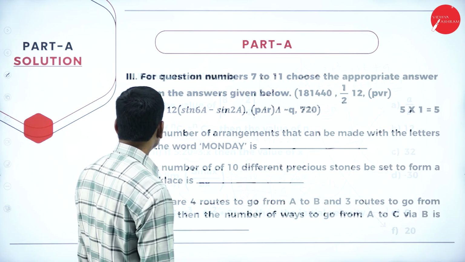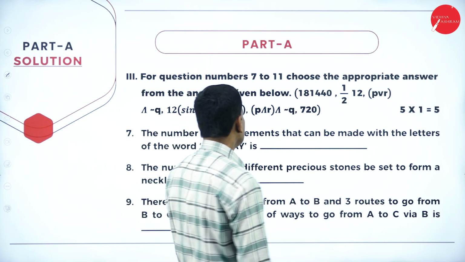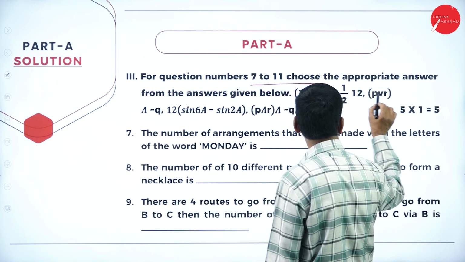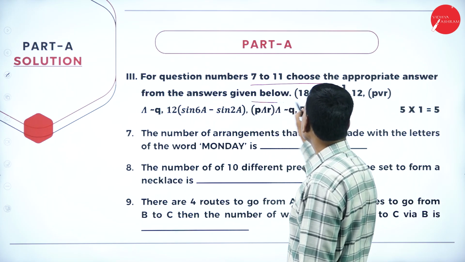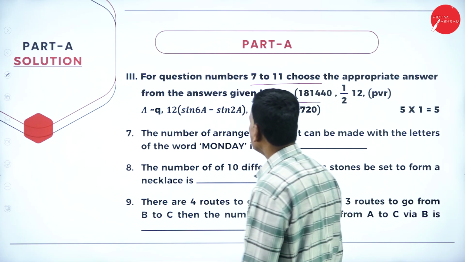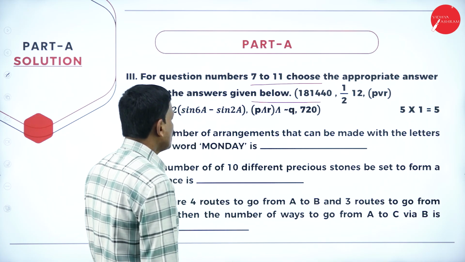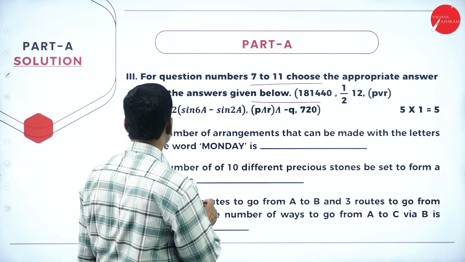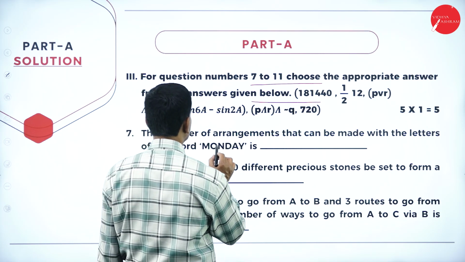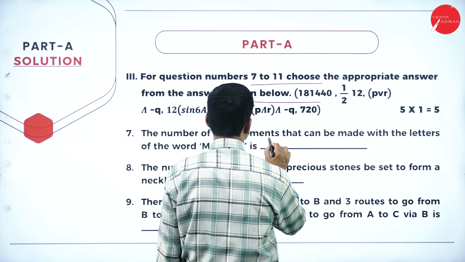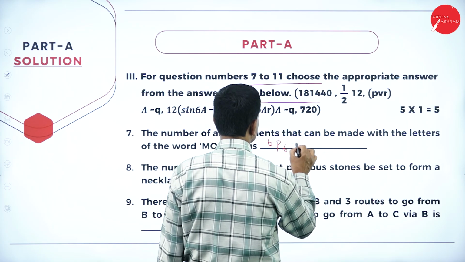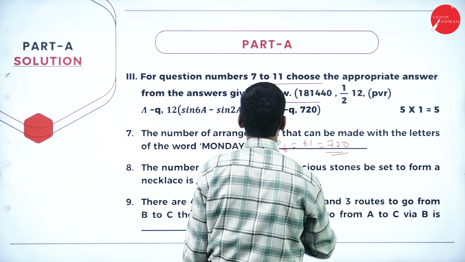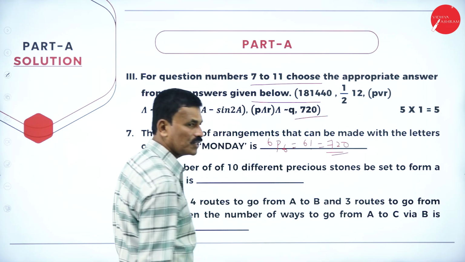Okay. Now move on to the next type of problem. So again, these are the fill in the blanks. For the following questions from 7 to 11, choose the appropriate answer from the answers given in the brackets. So now first one, the number of arrangements that can be made with the letters of the word Monday. So how many letters are there? 1, 2, 3, 4, 5, 6. So this can be done in 6 factorial ways. That's equal to 720 ways. So the first answer is 720.